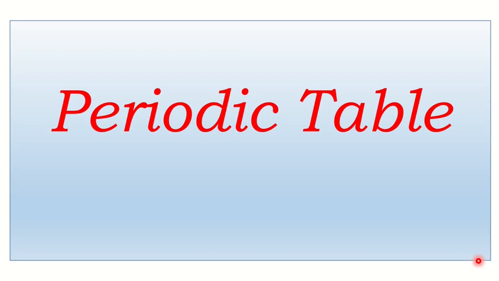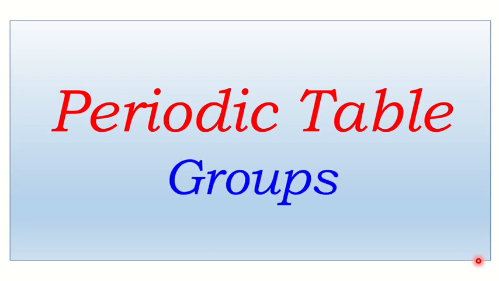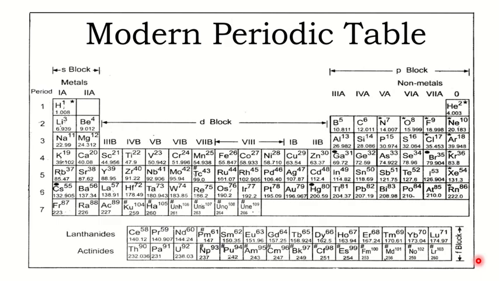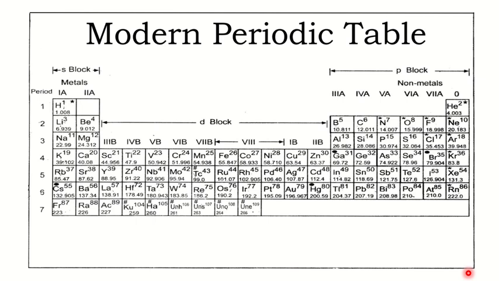Let's talk about the groups of the periodic table. This is the modern periodic table. And how many groups are there in the periodic table? The lanthanides and actinides, which are placed at the bottom of the modern periodic table, are not taken in the group. That's why first I want to remove this. In how many groups are these elements divided?